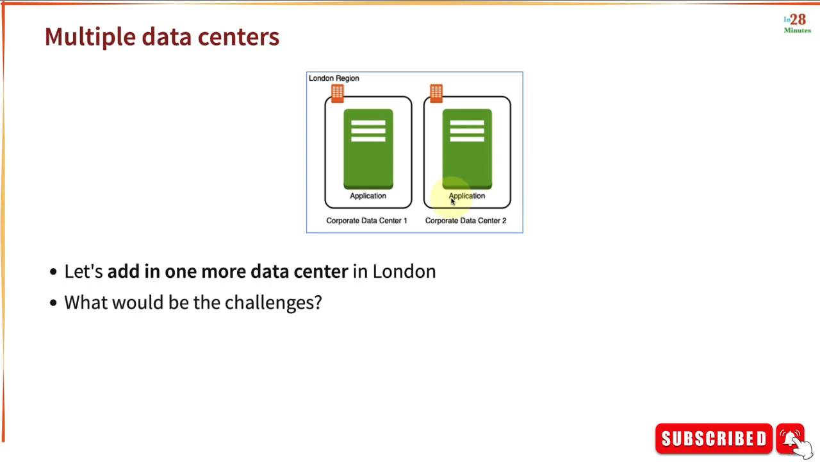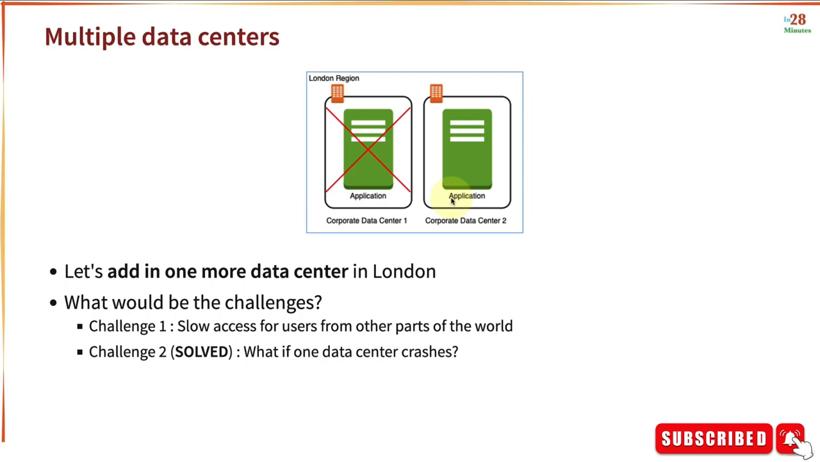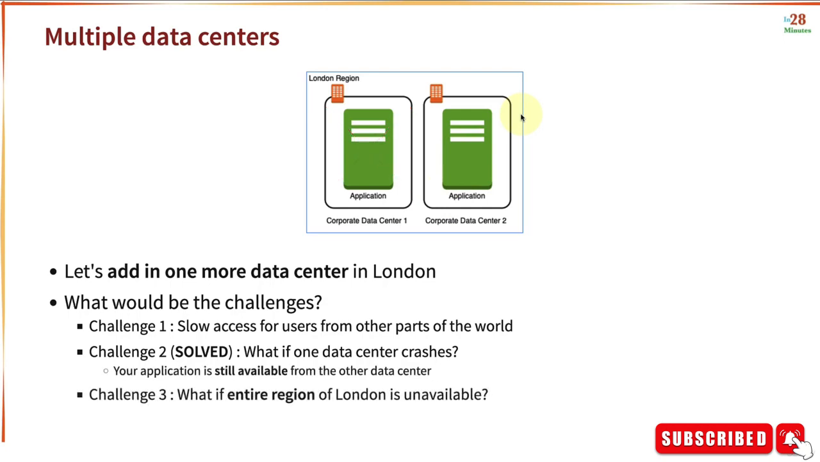What would be the challenges now? Challenge 1, slow access for users from other parts of the world, is not fixed yet. It remains. Challenge 2, on the other hand, what if one data center crashes? Is solved. Because even if this data center crashes, we can serve the application from corporate data center 2. That's awesome. So your application is still available from the other data center. However, there is a new challenge. Challenge 3. What if the entire region of London is unavailable? The application would go down.